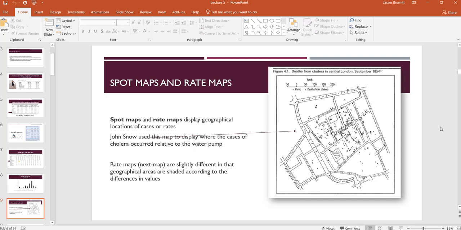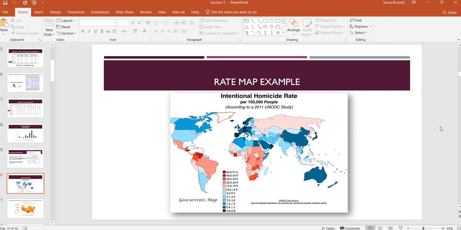And as I did mention a little bit earlier in this lecture, here is an example of a spot map showing the deaths from cholera in London. That was useful for John Snow when mapping that in relation to the location of the water pumps. On the next slide, I think we've got a rate map. These are slightly different in that geographical areas are shaded according to the differences in values.